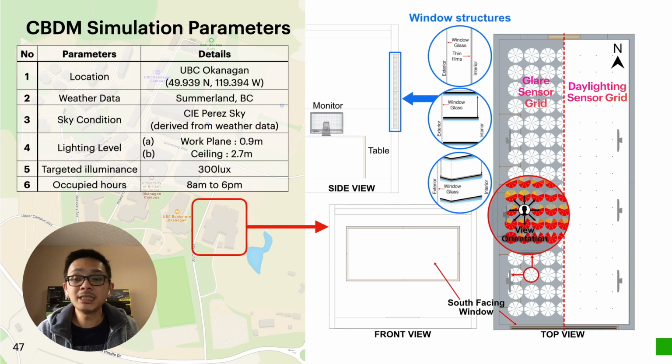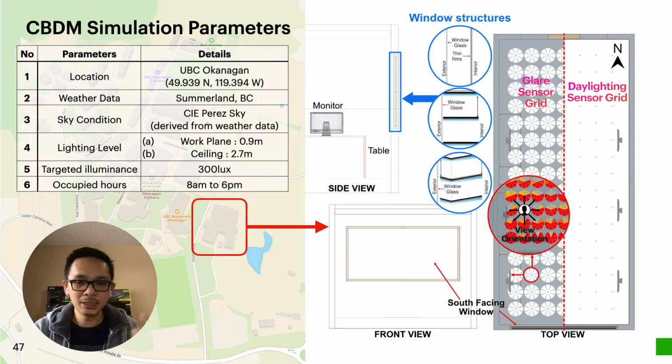Because this is a climate-based simulation, we need the 3D models. For the 3D model of the interior of the space, we have a model of a room with south-facing windows. The location that we set over here is UBC Okanagan, and because it is climate-based, we choose Summerland as our climate data for this case.